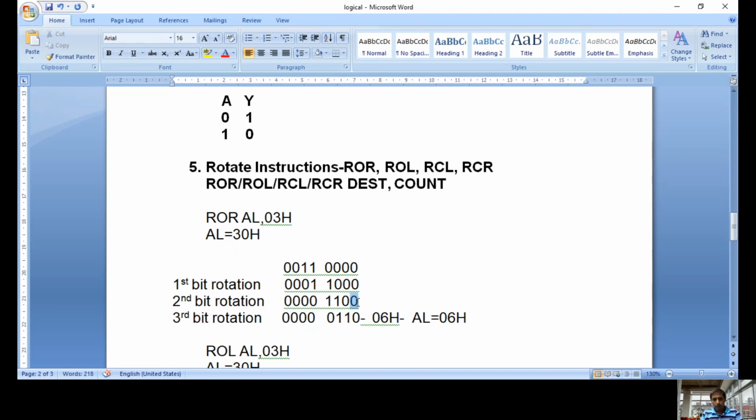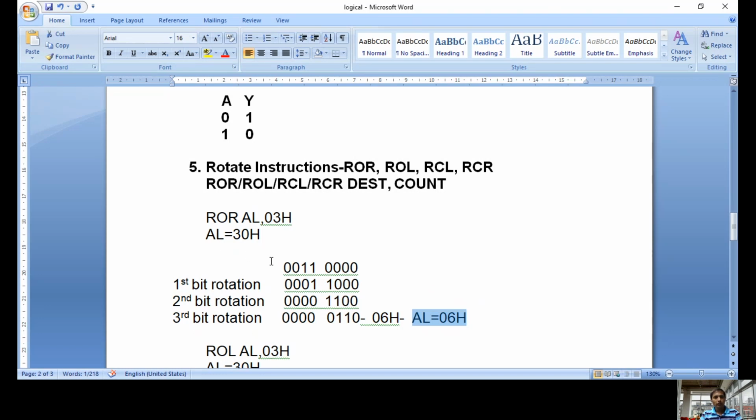Now in the third bit rotation, this 0 comes into the MSB position and the remaining bits are adjusting accordingly. See here 1, 2, 3, 4, 4 zeros. Then 1, 1, 0, 1, 1, 0. Like that, this 30H is now rotating 3 bits to the right side. After rotating 3 bits to the right side, what is the equivalent hexa? 0, this is 6. So 06H. After performing the rotate right operation of AL with 03, your AL result is 06H.